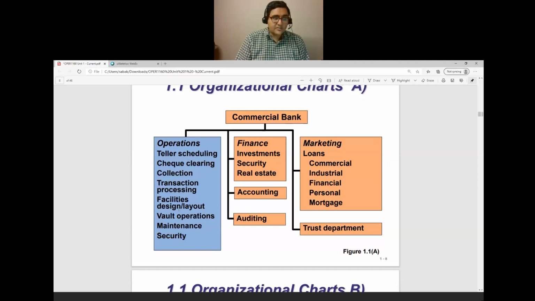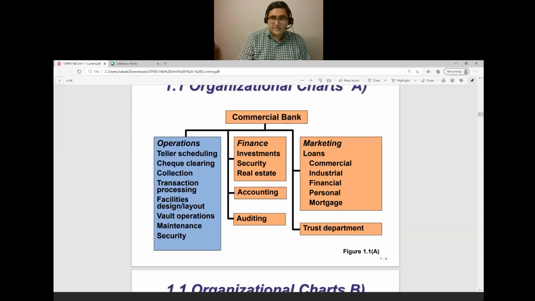Now, what's the finance part of a commercial bank or a TD Bank or an RBC? They do have different structures. They speak about investments, about security, about real estate, about giving mortgages, and different tools which they have within the bank that help to create business for them. That's the finance part of it for a bank.